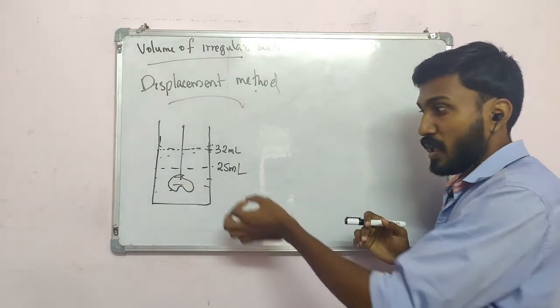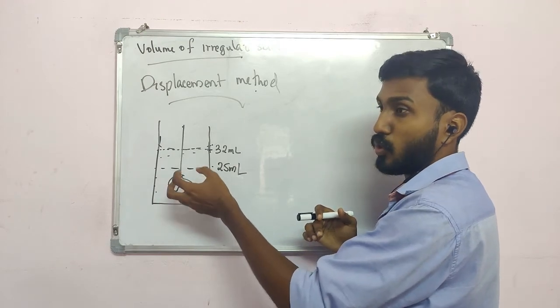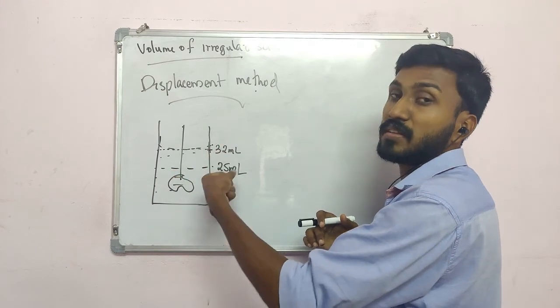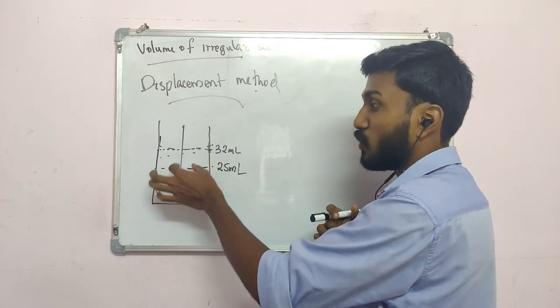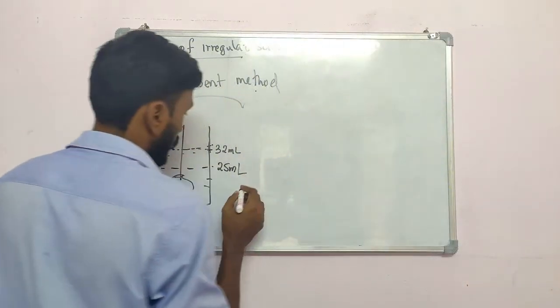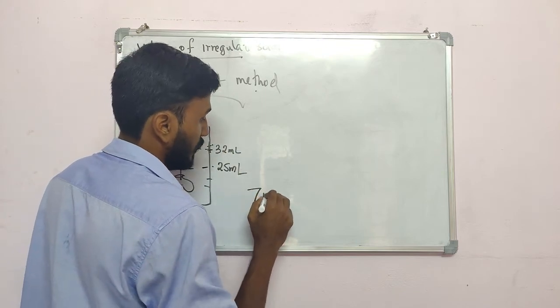Is it becoming clear? As a new body enters the system, it displaces the amount of volume equivalent to that body. So that's why the water level rises. We can see that in this particular case the water level changes from 25 ml to 32 ml. So there is a change of 7 ml, right?